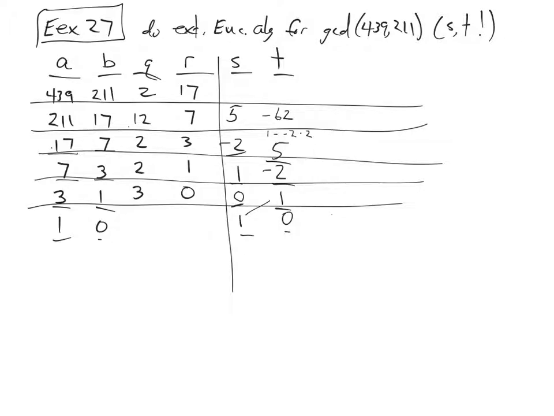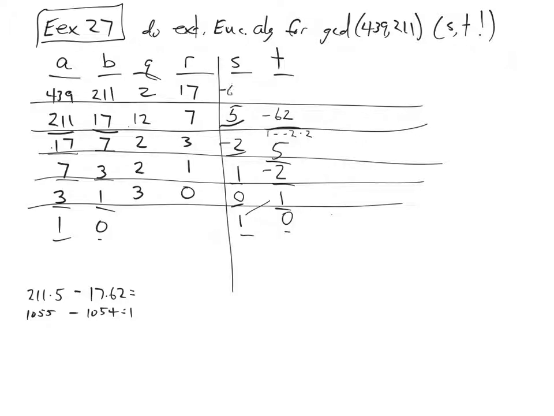Let's check it out. So we want to check that 211 times 5 plus 17 times minus 62, so minus 17 times 62, equals what? So 211 times 5 is 1055, and 17 times 62 is 1054. Okay, good. I haven't screwed up too much. See, you can see how this number theory stuff works out. These results are kind of unpredictable.